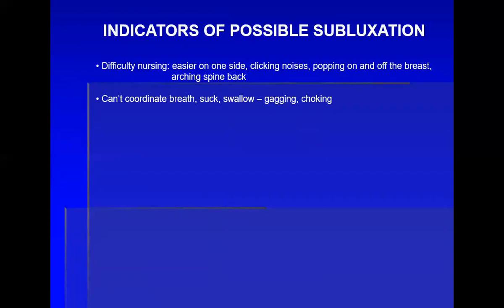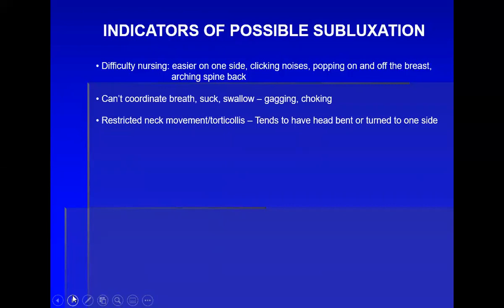But if the baby can't coordinate that, they sometimes gag or choke, and they can't figure out when they're supposed to breathe, when they're supposed to swallow. This is also a possible subluxation. And I will show you in a little bit how these subluxations occur, not only in the top of the neck, but also in their skull bones.